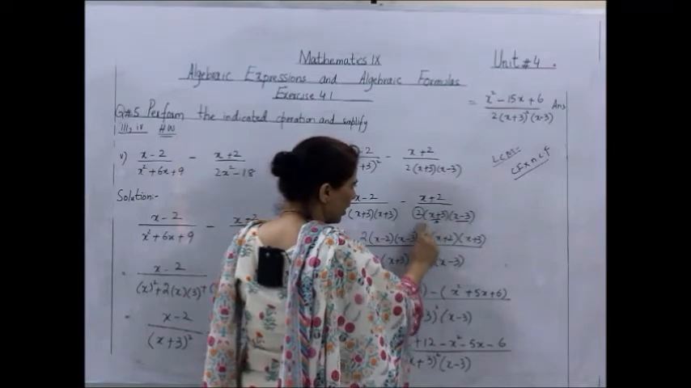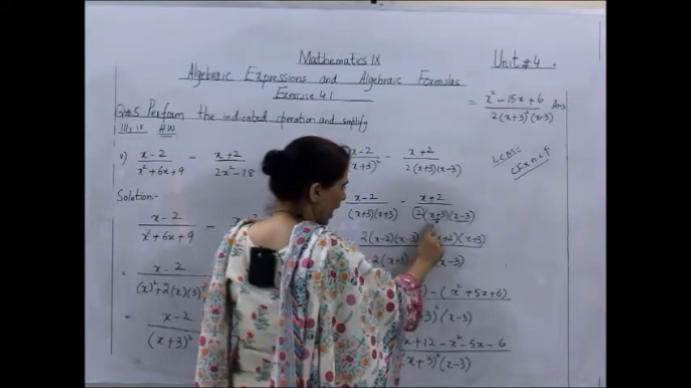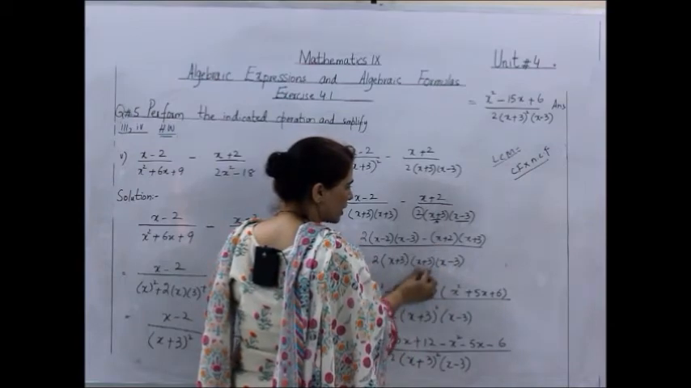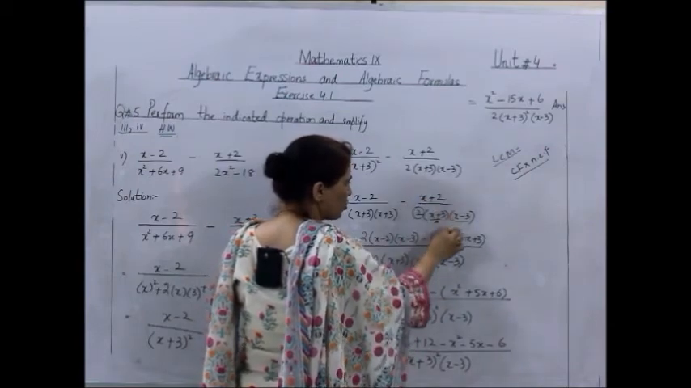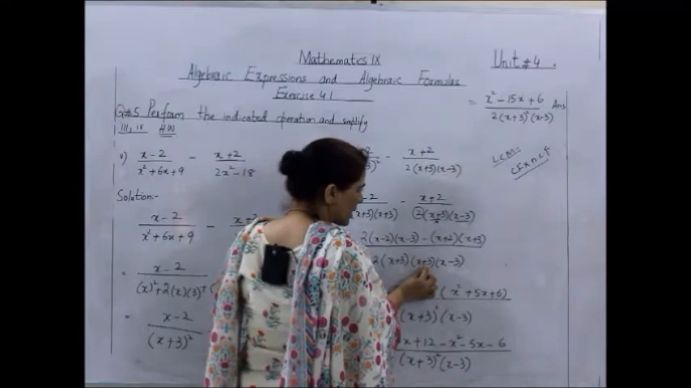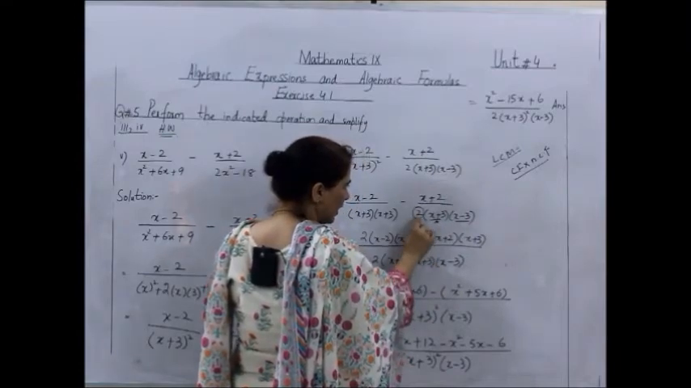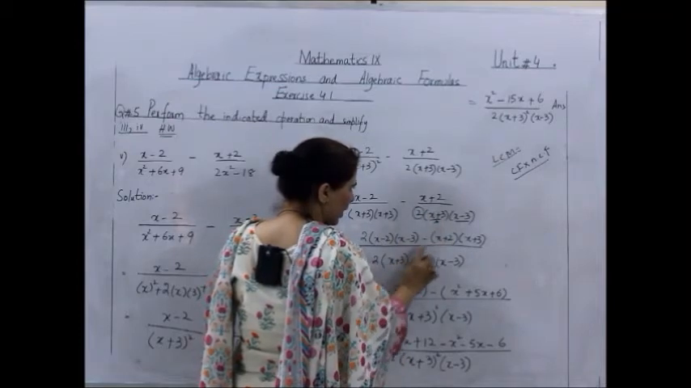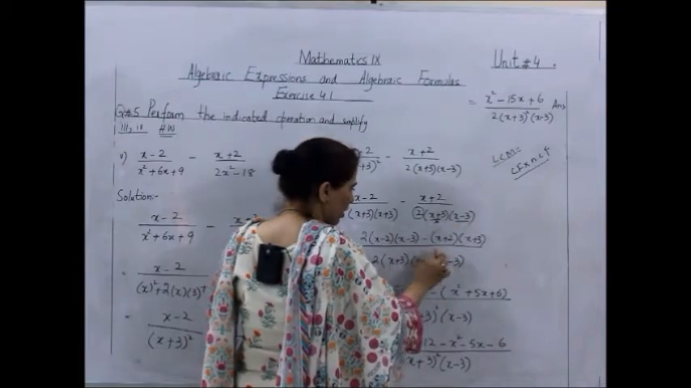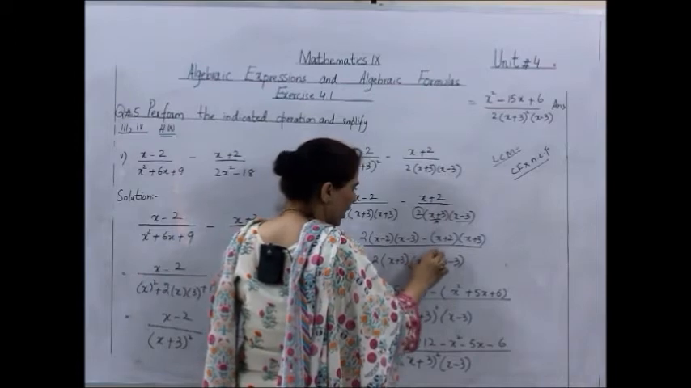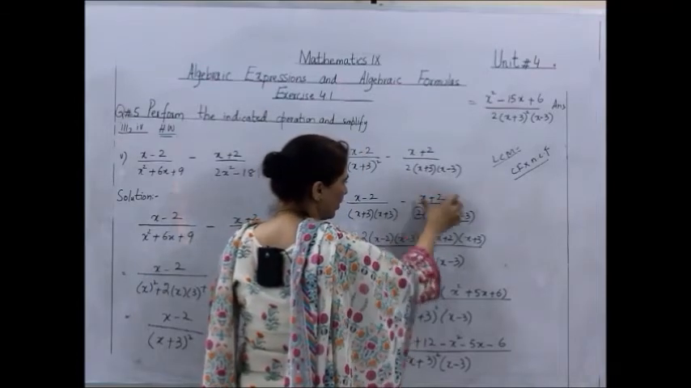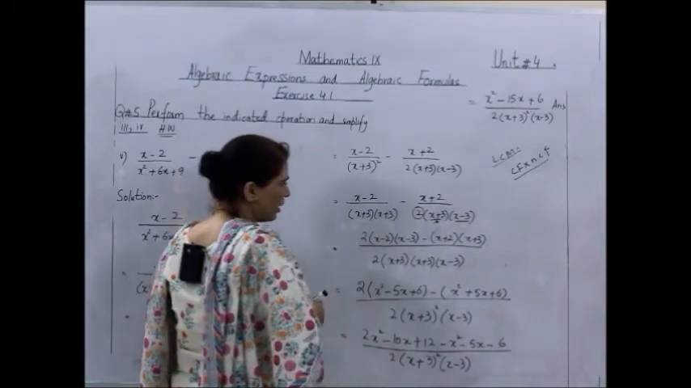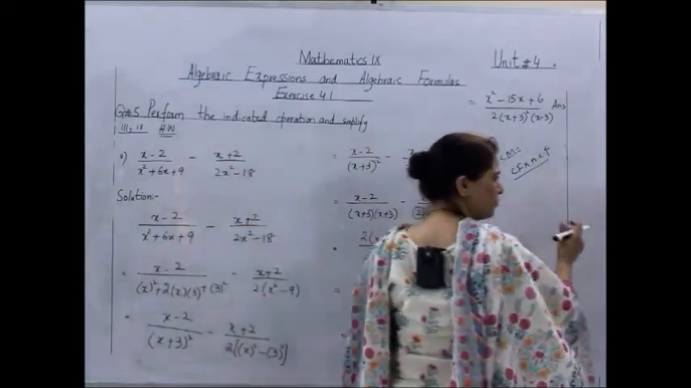Again we will do the same thing. Having 2(x plus 3)(x minus 3), you are left with x plus 3. So this x plus 2 will be multiplied by x plus 3. Again we have the common things, 2, x plus 3, x minus 3; we are left with this x plus 3 and it will be multiplied with the numerator x plus 2. Now multiply x minus 2 with x minus 3.